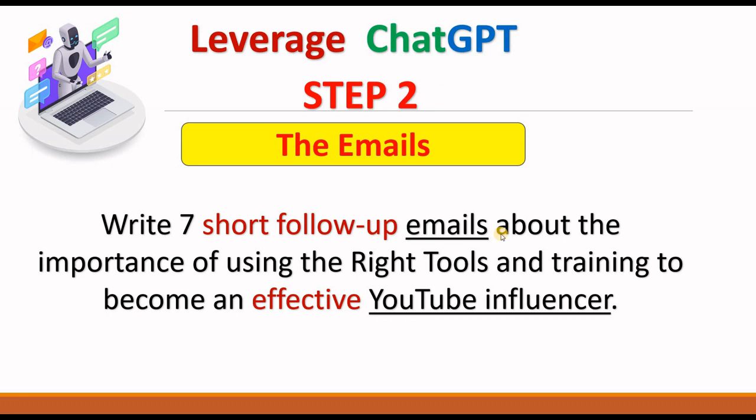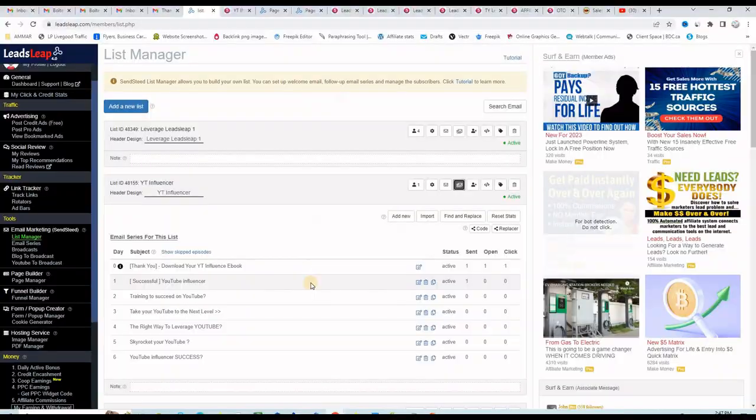And now we are going to use ChatGPT to generate follow-up emails. For this YouTube influencer offer, I wanted to create a set of 7 emails to send out to my future subscribers day after day for 7 days to send them back to the thank you page where they can download the lead magnet and also check the YouTube influencer affiliate offer.